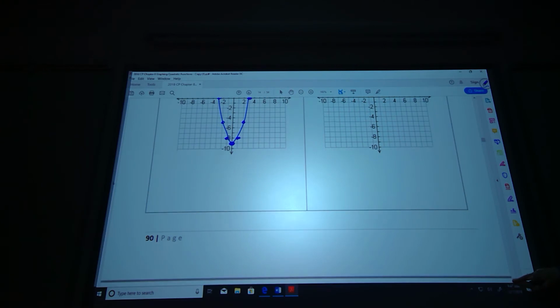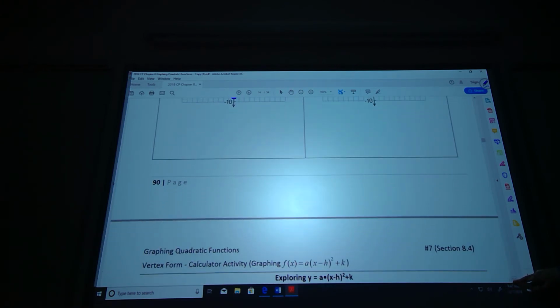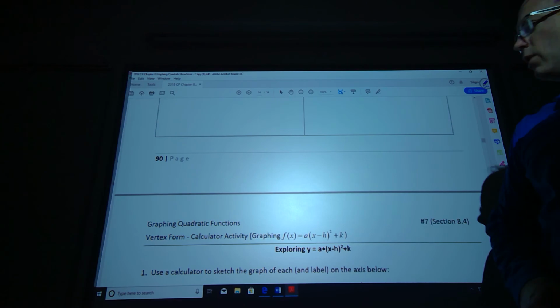Any more problems on this page? I don't know. Okay, that's it for worksheet number 6.